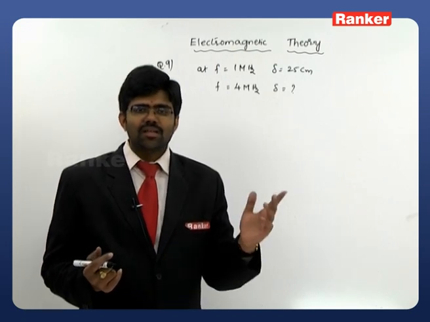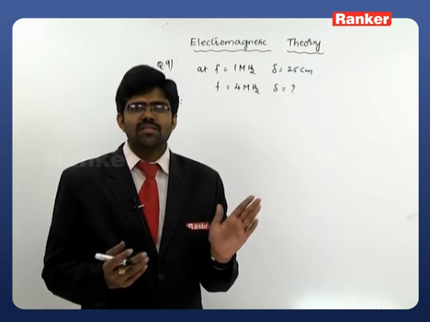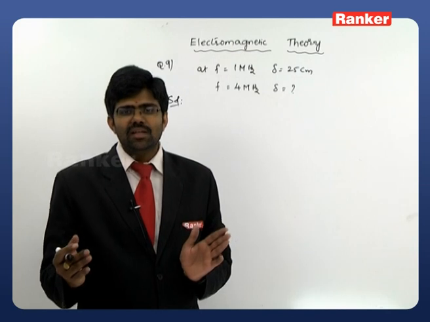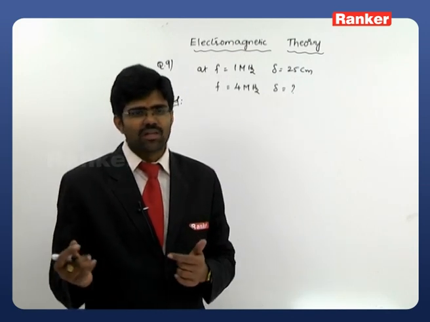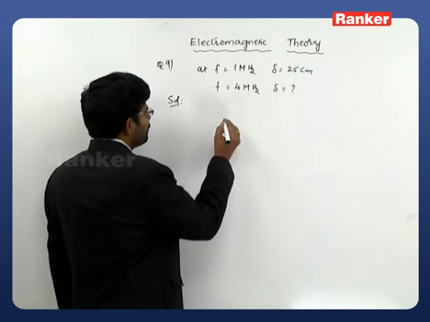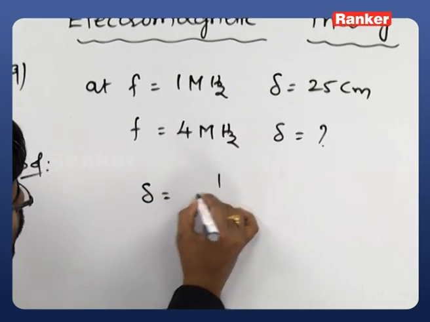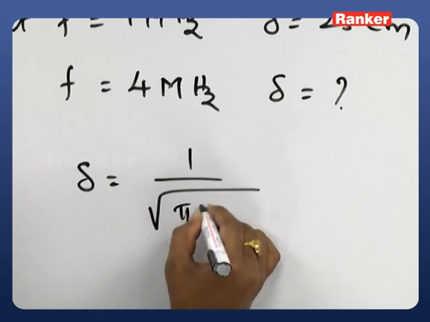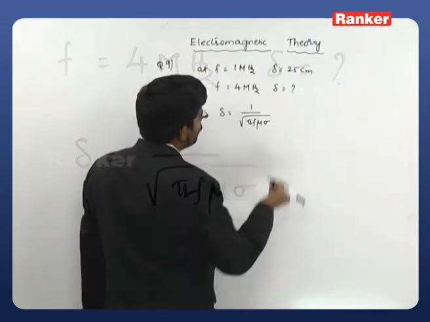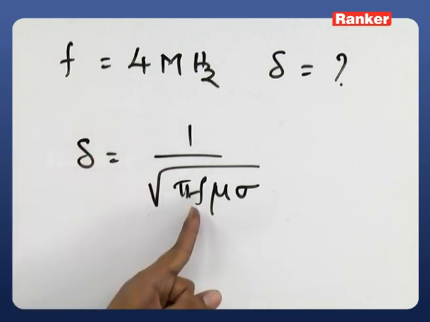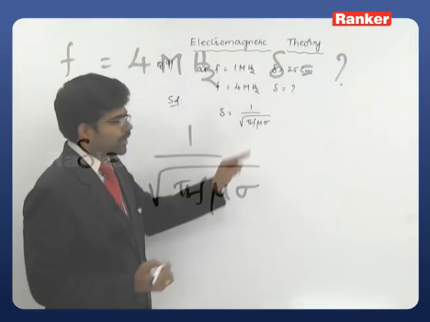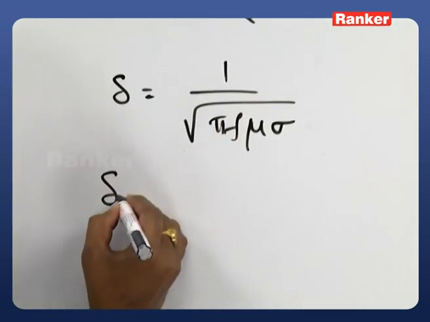So once again recollect what is the basic definition. It is the distance traveled by the wave to attain 36.8% of its initial value, and we have some equation for that. So write down the equation of delta. Delta is equal to 1 by under root of pi f mu sigma. Clearly this delta is inversely proportional to the square root of the frequency. So write down the relations.